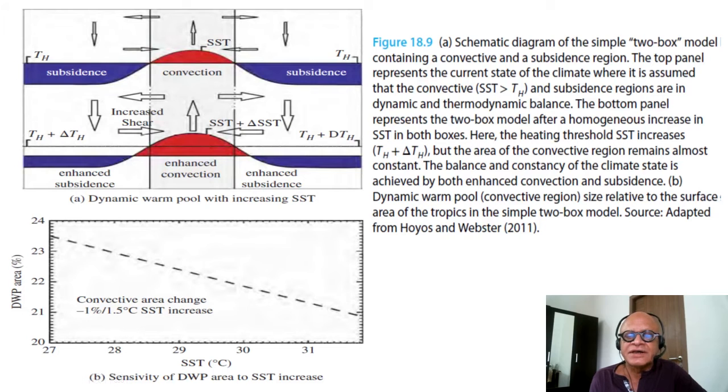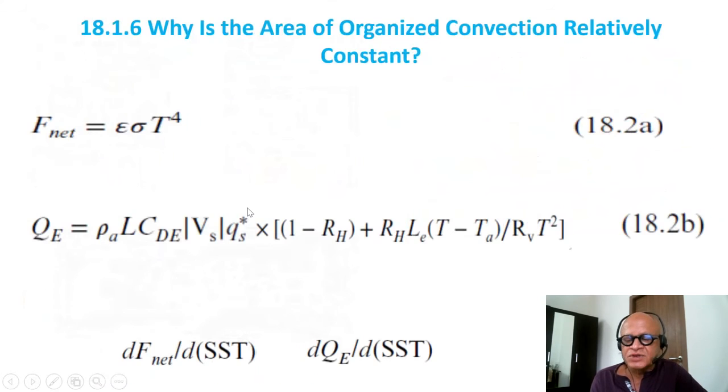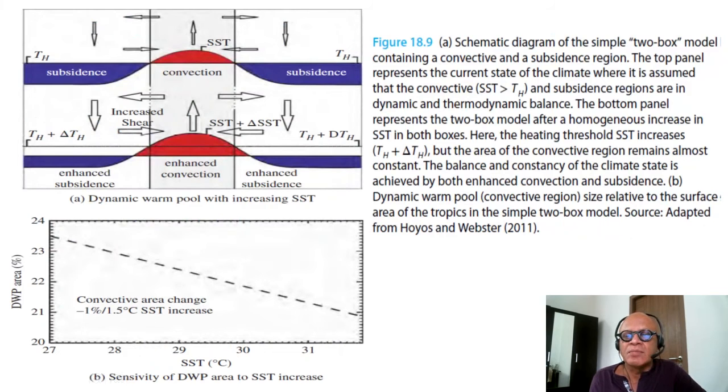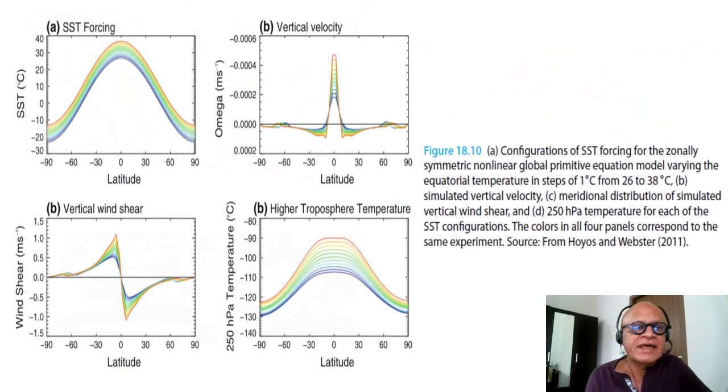Here SSTs are generally given a shape and a magnitude to drive the convection, and then the cooling calculations are done. Basically these equations are solved for this simple box model. Relative to the surface area of the tropics in the two box models, the area of the ocean warm pool increases much more significantly than the dynamic warm pool area. So the results confirm what is observed, but this is maybe not as convincing.